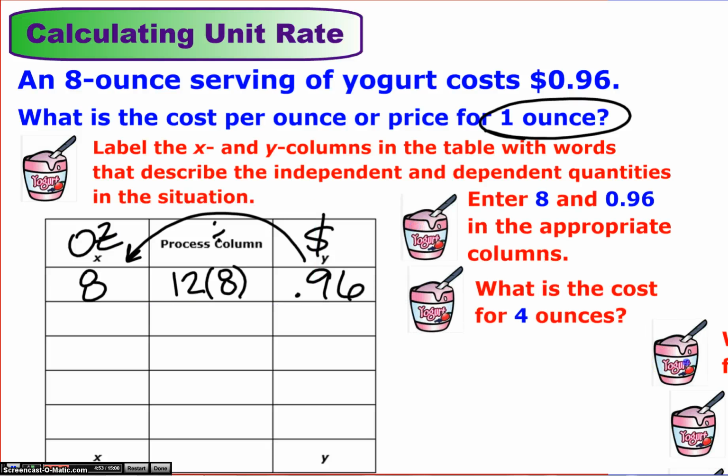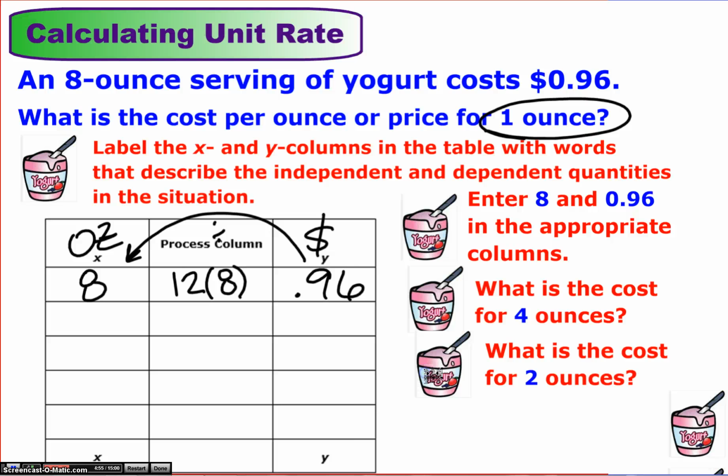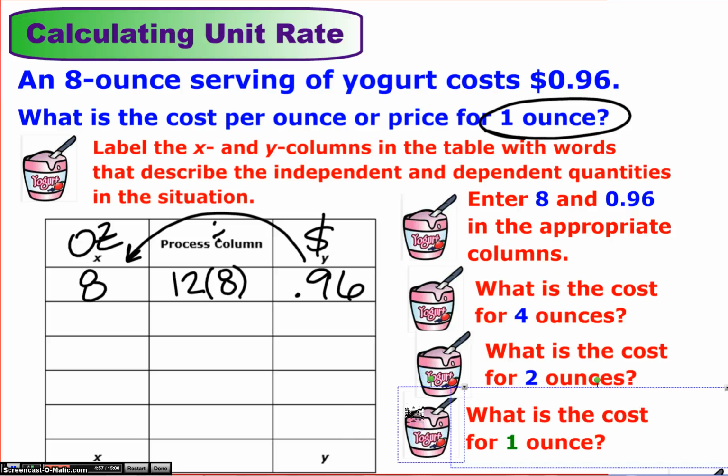But then it wants to know how much it is for 4 ounces, how much it is for 2 ounces, and how much it is for 1 ounce. So we can go ahead and fill in our table. Put a 4 under your 8, a 2 under your 4, and a 1 under the 2.